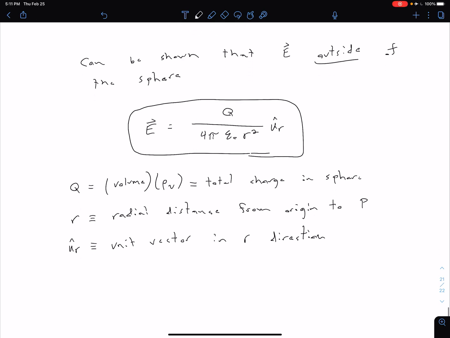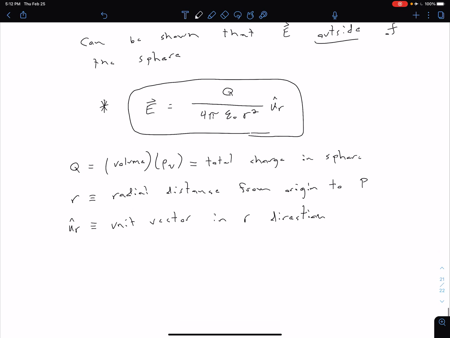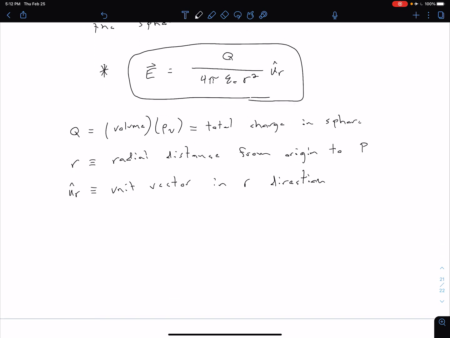Something we can notice, looking at the form of this equation, is that it looks the same as the form of E due to a point charge at the origin. Our point charge would have to be capital Q, so it would have the total charge contained in the volume. And if that point charge is at the origin, to be more general, we can say at the center of the sphere.